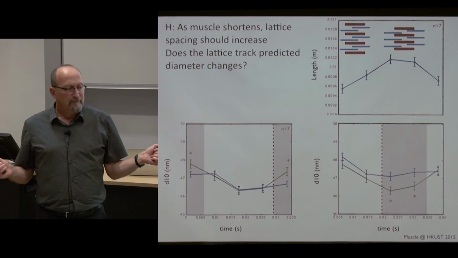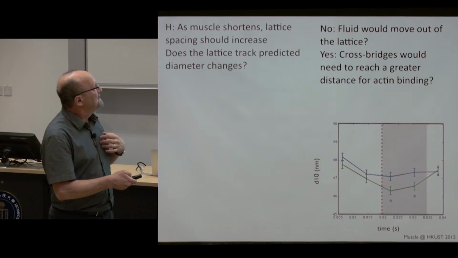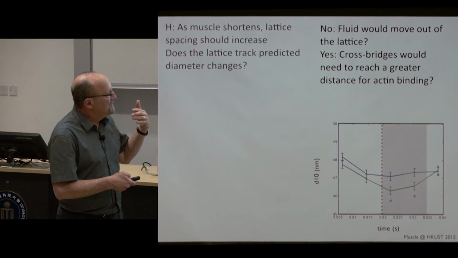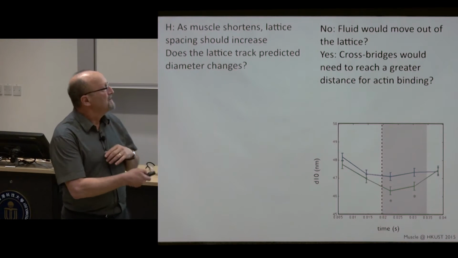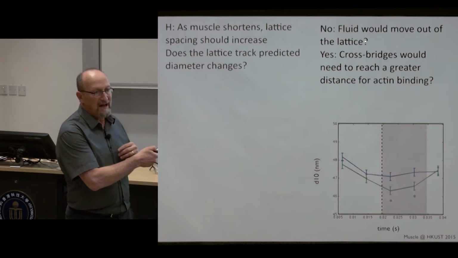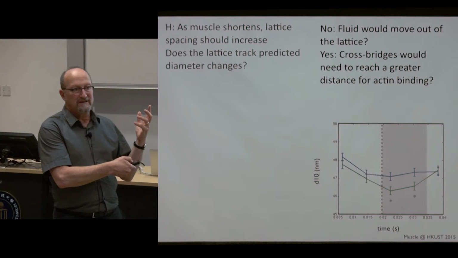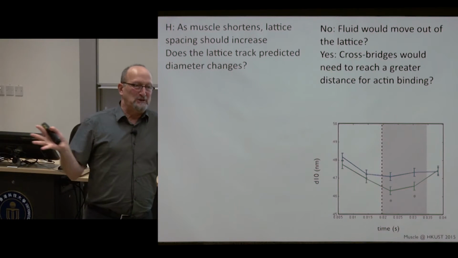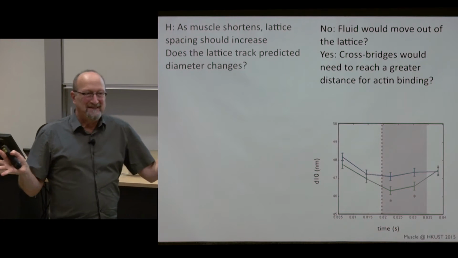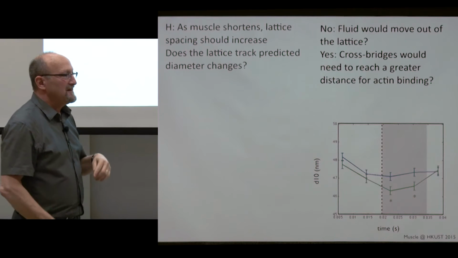They're bracing the lattice. But now remember what I said earlier: if the filament lattice doesn't track that isovolumetric assumption, fluid has to move in and out of the lattice spacing. And if it does track it, then cross bridges have to bind to greater distances. But by bracing the lattice, they actually favor other cross bridges to bind, as opposed to letting it go out. They also store energy in a radial direction.